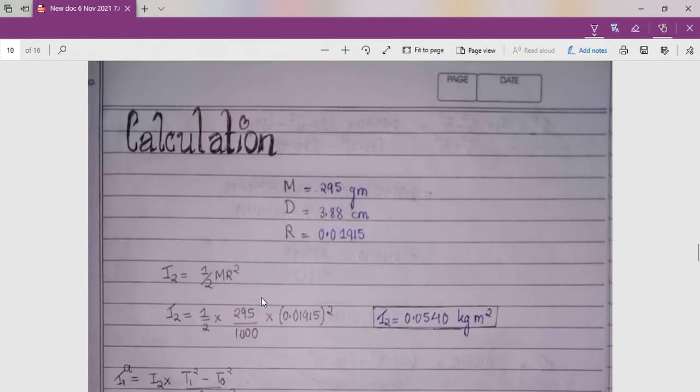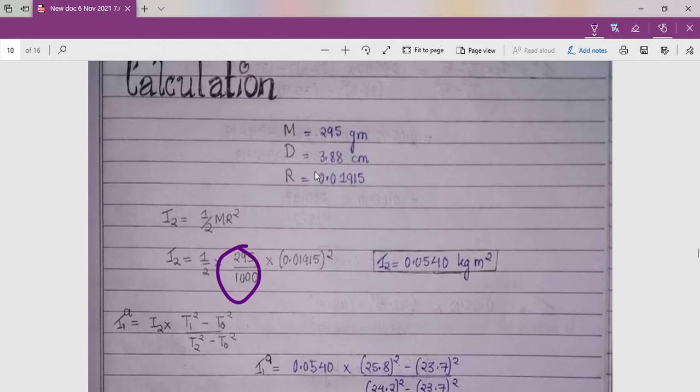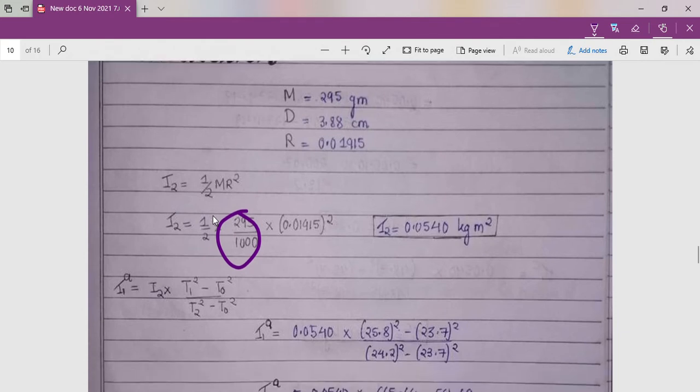Calculation process. On weighing that regular body, we get mass equals 295 gram. So we have to convert it into kg, so it is divided by 1000. We know that the diameter is this and the radius is 0.01915. I2 equals half m r square. So on putting the values in the formula, we get I2.